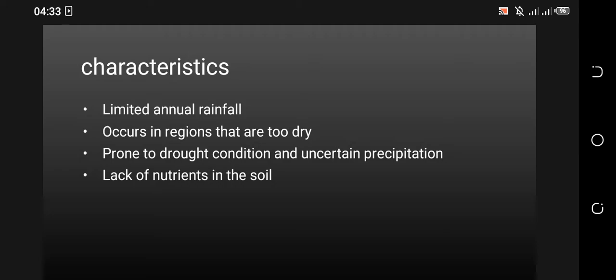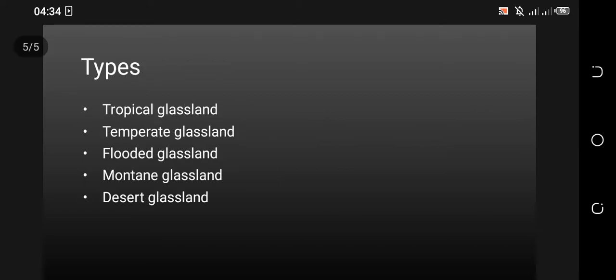Then there is the lack of nutrients in the soil. Due to limited annual rainfall and drought conditions, this type of ecosystem lacks nutrients in the soil, since some of the producers and the decomposers may not survive in the environment to help in the provision of nutrients in the soil. So, types of grassland ecosystem.